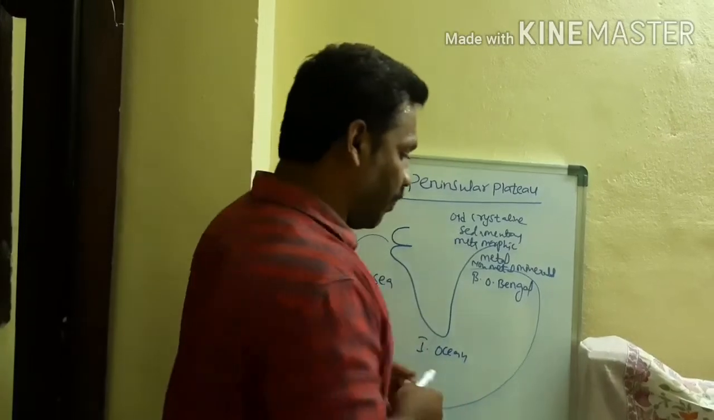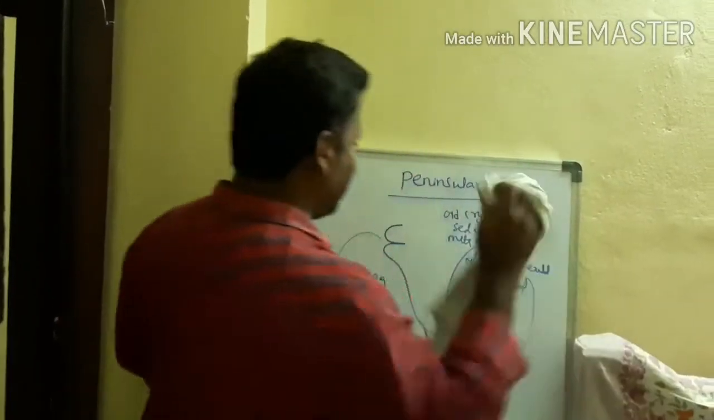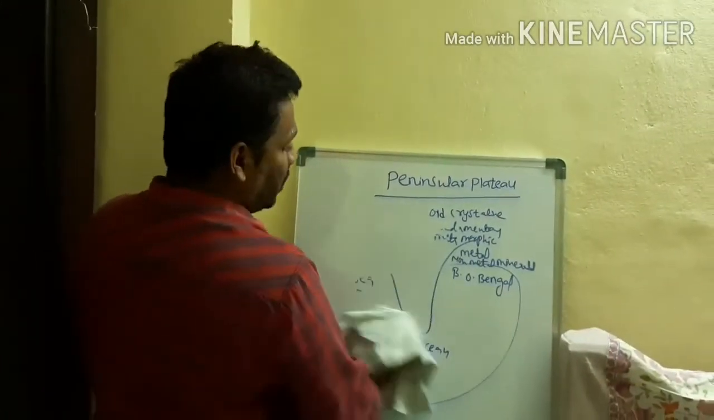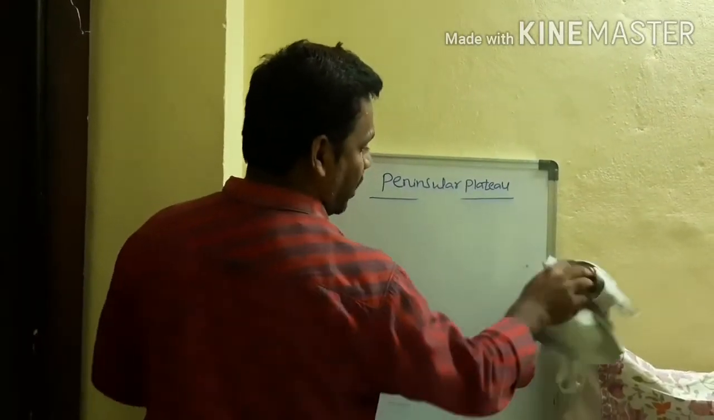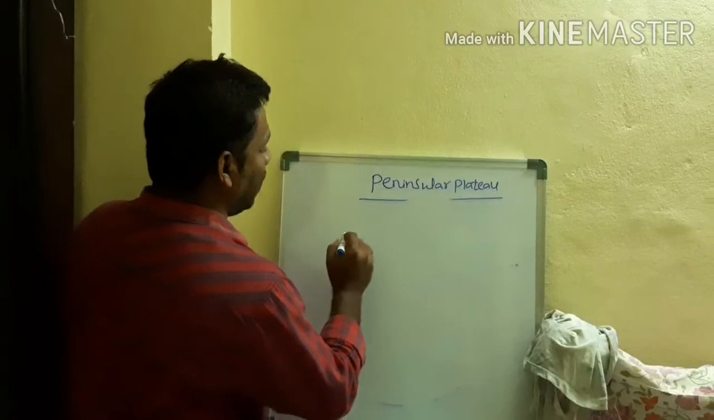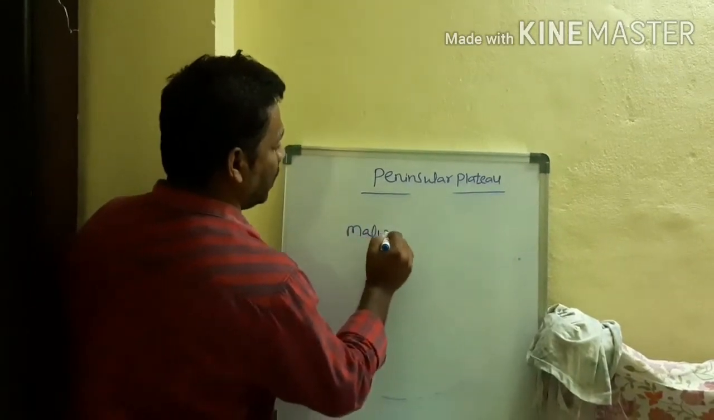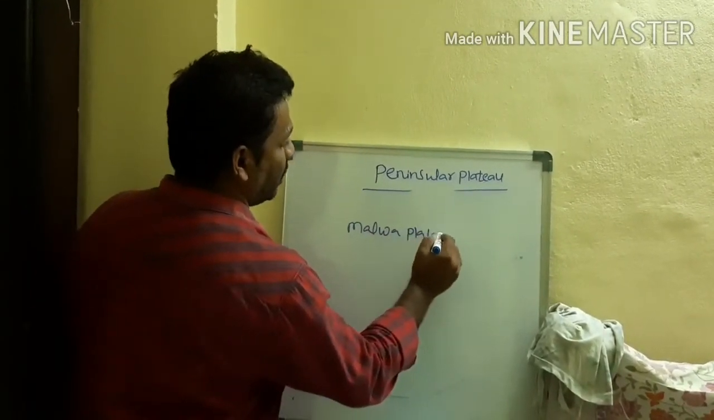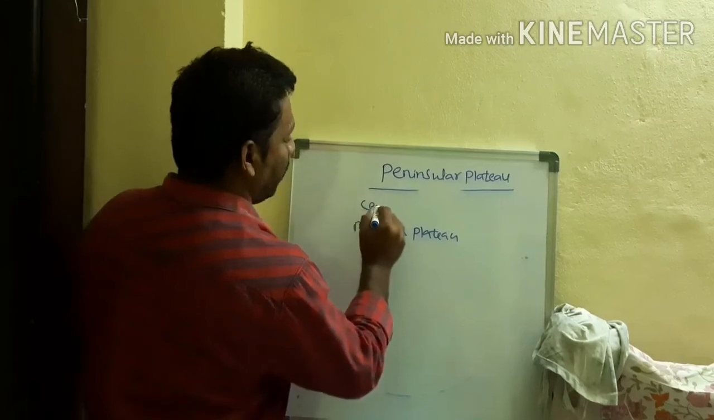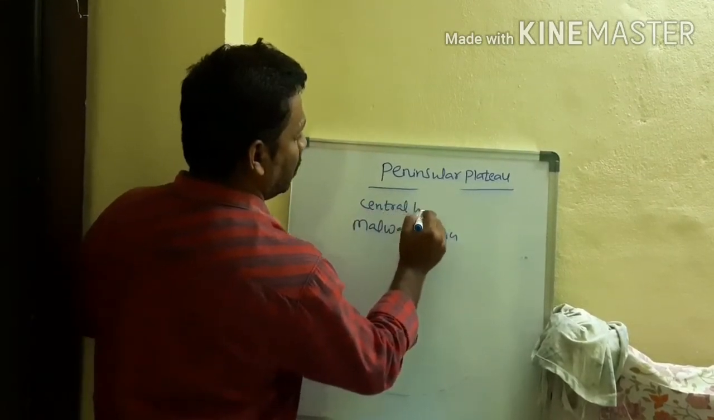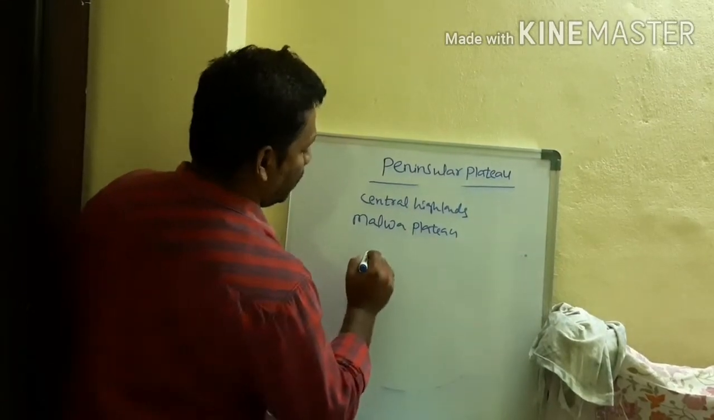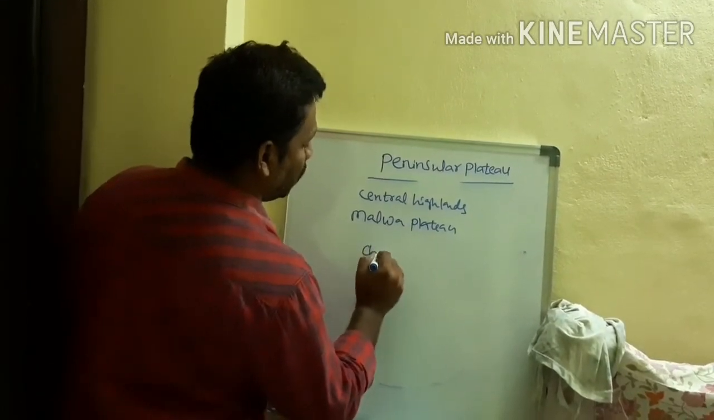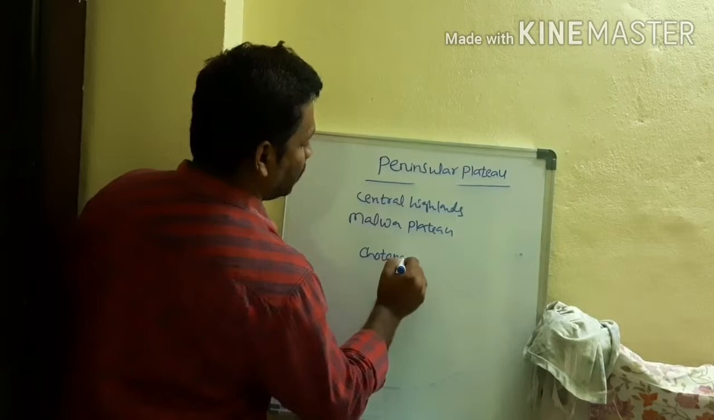In the peninsular plateau we can find two divisions. One is the Central Highlands, or we can call it the Malwa Plateau. And the second is the Chota Nagpur Plateau.